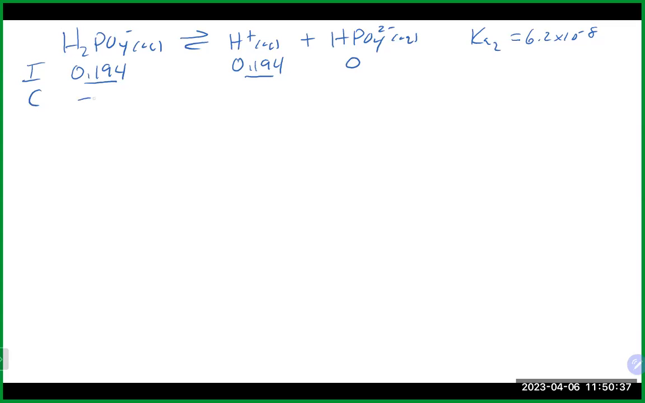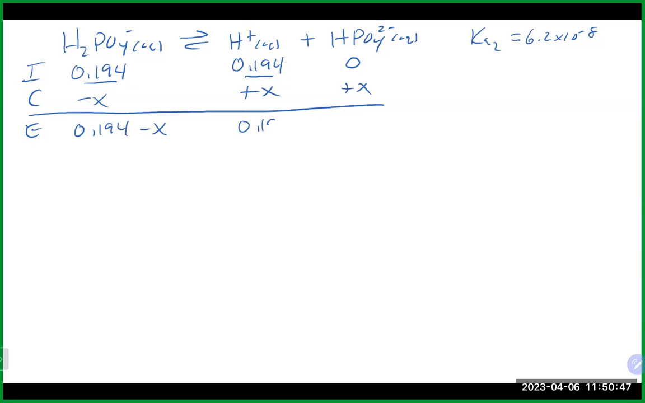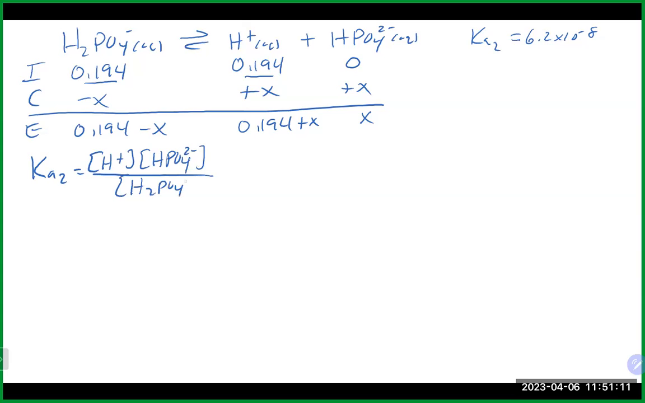Change here is going to be minus X, plus X, plus X, which means when we reach equilibrium here, 0.194 minus X, 0.194 plus X, and X. Question on the table there? We're going to now put this into our second equilibrium expression, which again is our products over our reactants. So that is going to be our H plus, our HPO4 2 minus, divided by H2PO4 minus.